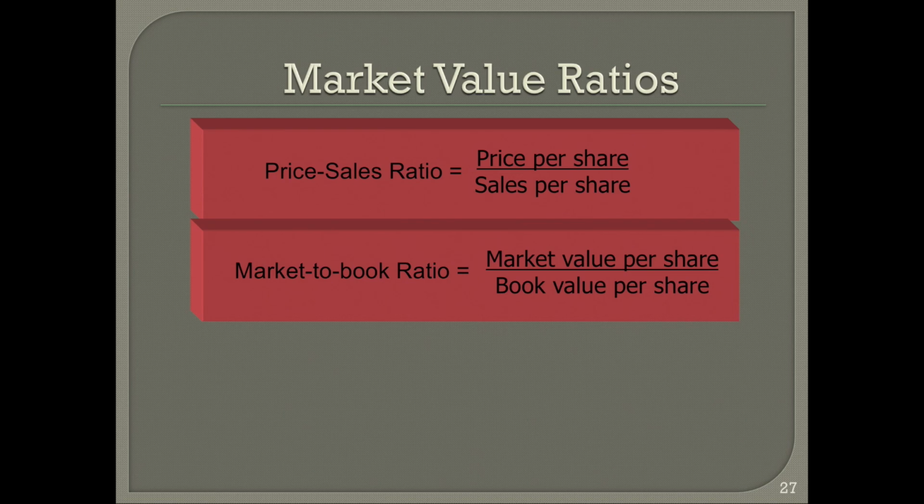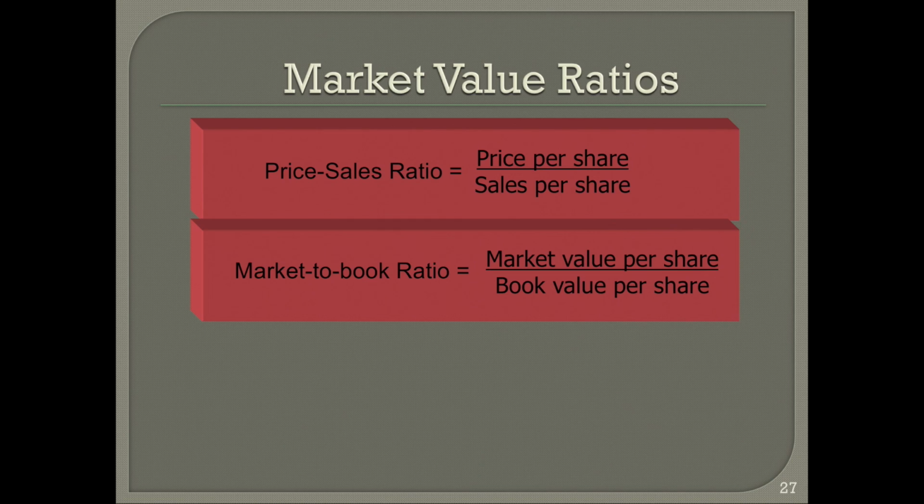And the last market value ratio is the market to book value, which is your market value per share. So what is the share actually trading for, divided by the book value per share. So book value per share is total equity minus preferred stock divided by the number of shares outstanding. And essentially it's a way of measuring the relative value of a company compared to its stock price. So what it can do is help identify if a company is overvalued or undervalued. Typically it's compared to a value of 1.